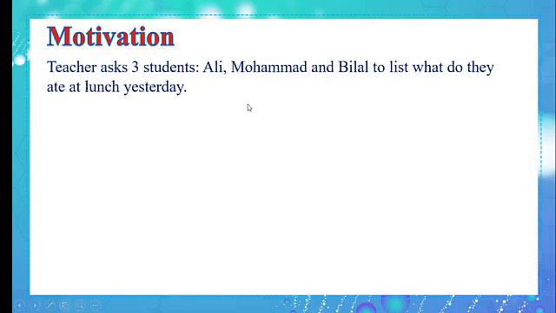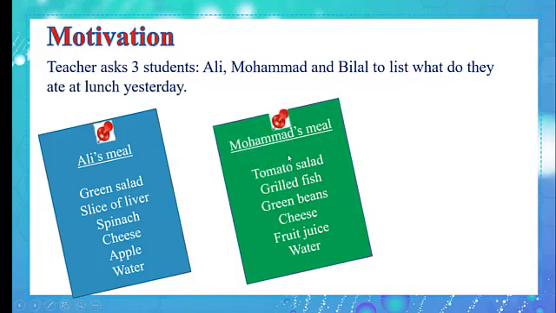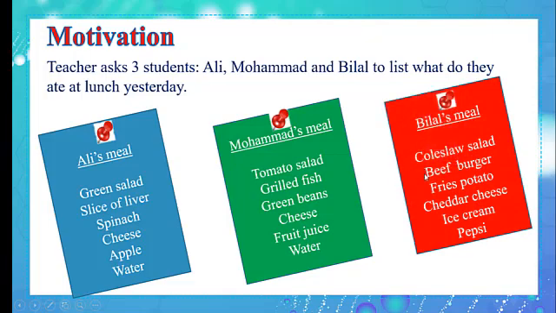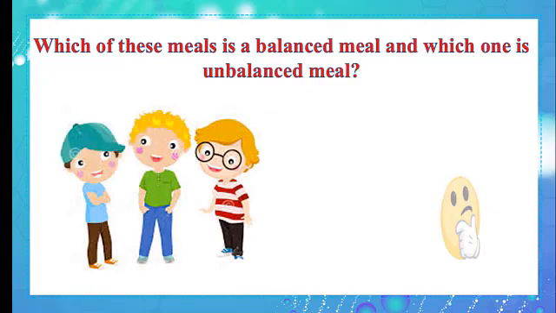Motivation. The teacher asked three students, Ali, Muhammad and Bilal, about their meals yesterday. Ali's meal contained green salad, a slice of liver, spinach, cheese, an apple, and water, while Muhammad's meal contained tomato salad, grilled fish, green beans, cheese, fruit juice, and water, while Bilal's meal contained coleslaw salad, a beef burger, fried potato, cheddar cheese, ice cream, and Pepsi. Now, which of these meals is a balanced meal and which one is an unbalanced meal?